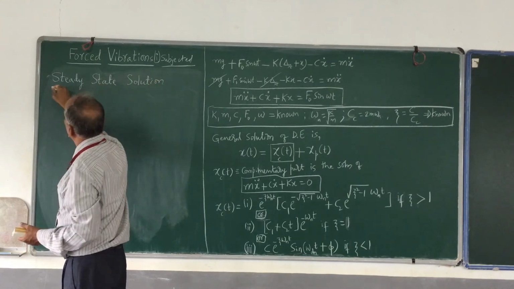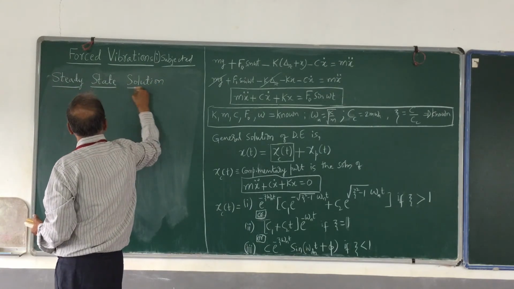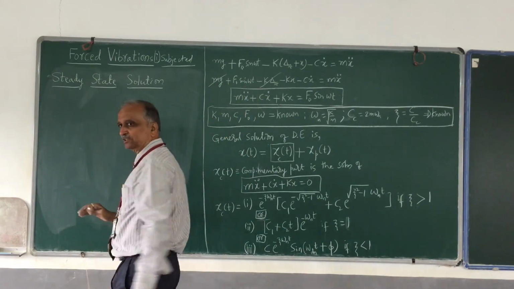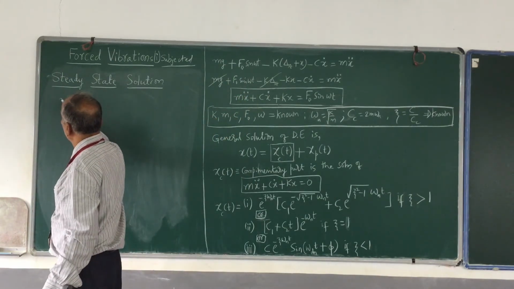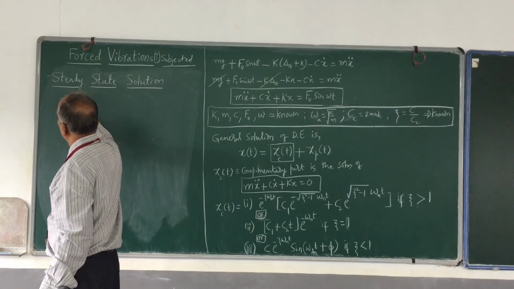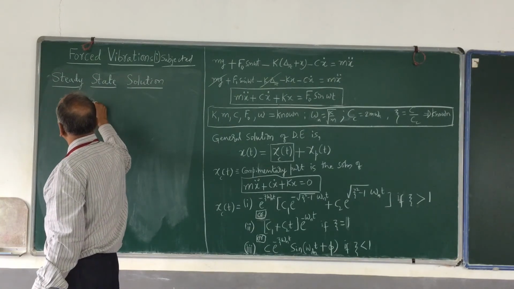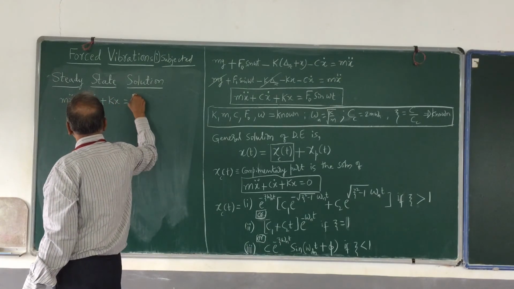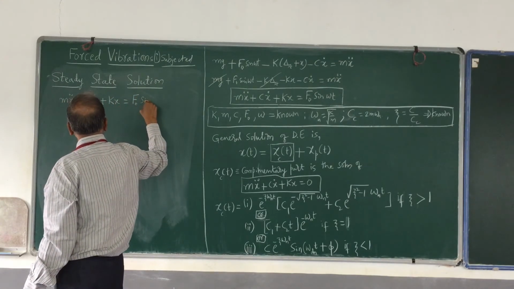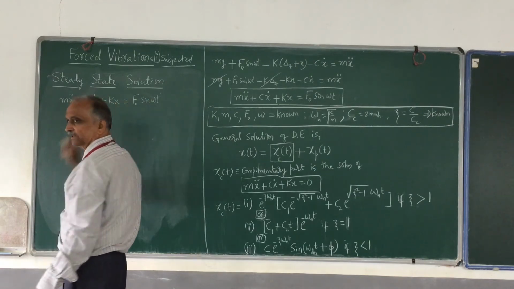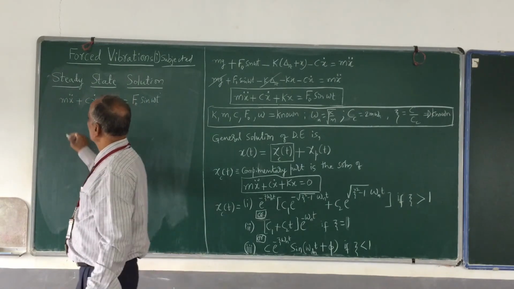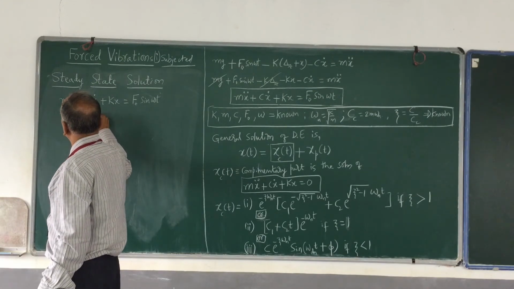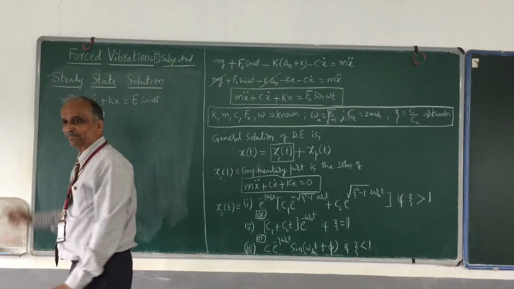So this is what we want to get. And I shall write down for my reference. I am going to rub this and make this clean. And I shall write down what is the equation we want to solve. M x double dot plus c x dot plus k x is equal to f naught sine of omega t. This is what I want to know. So I want to know what is x of t. x of t is equal to xp of t.